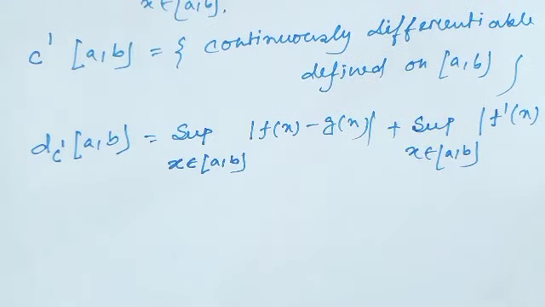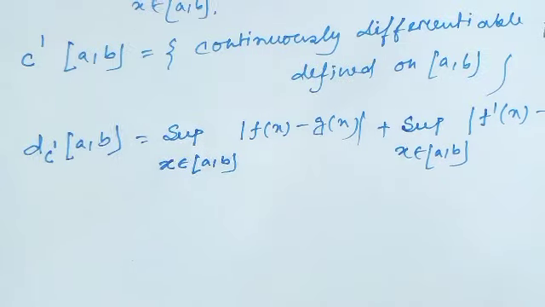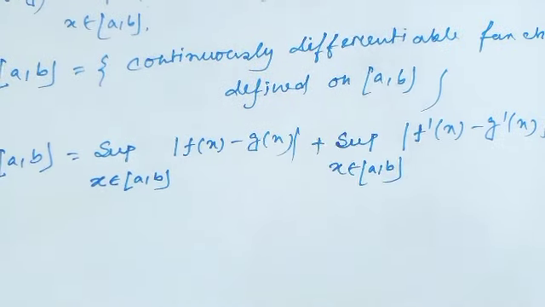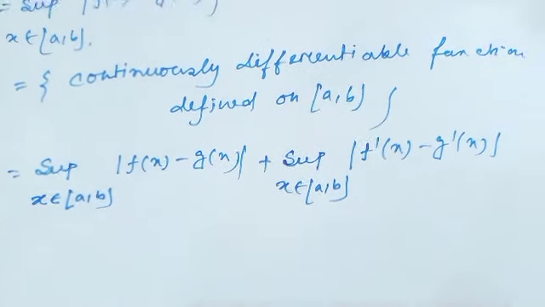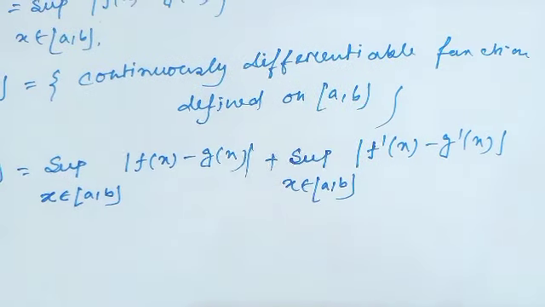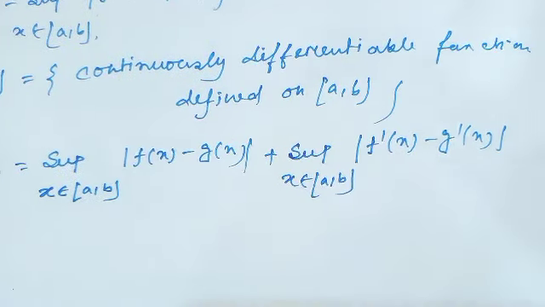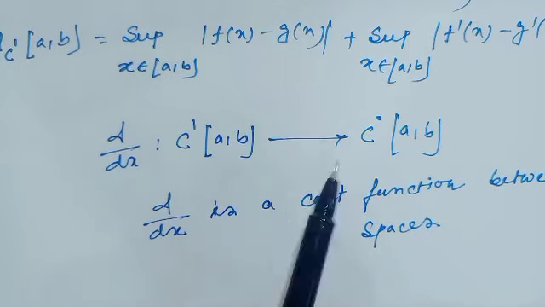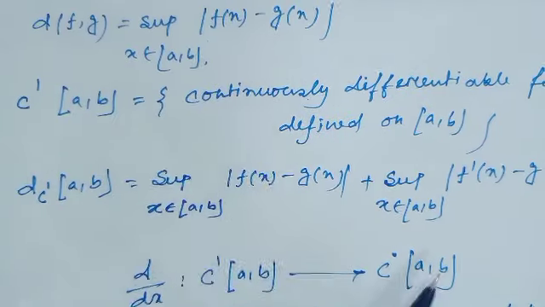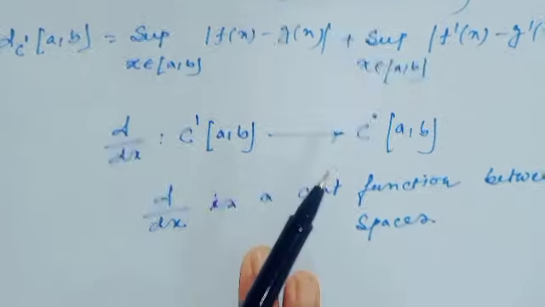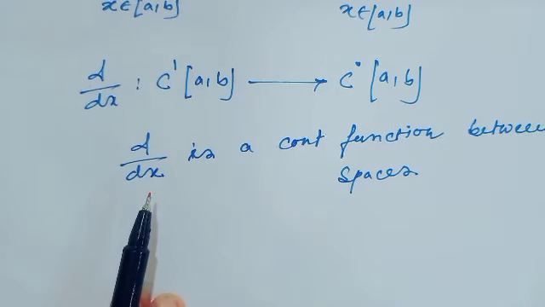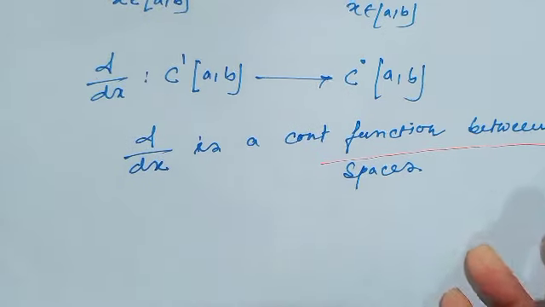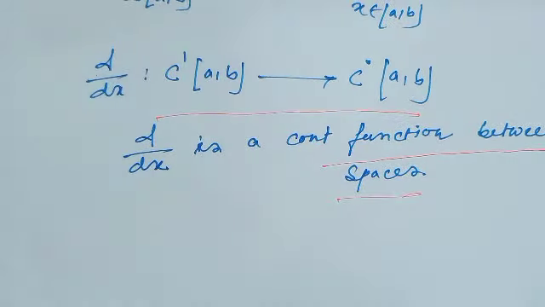Obviously, this is the metric space defined on the set C1[a,b]. C1[a,b] means the space of continuously differentiable functions defined on the closed interval [a,b]. Consider the differential operator defined from C1[a,b] to C0[a,b]. Now prove that this differential operator is continuous between these two metric spaces.